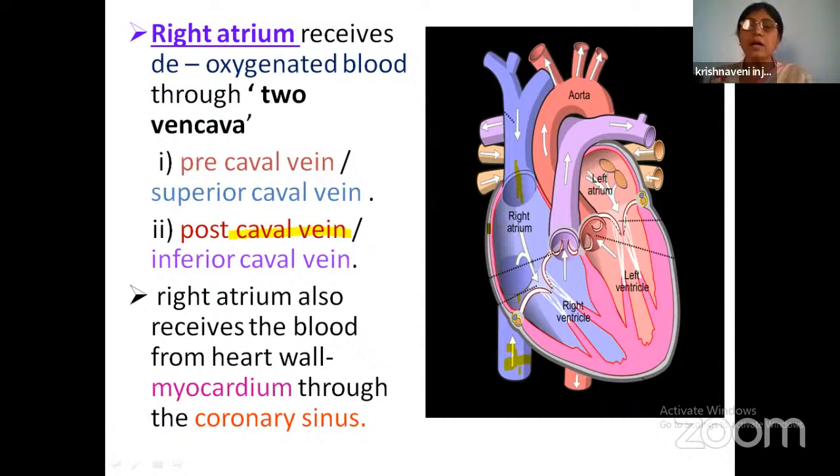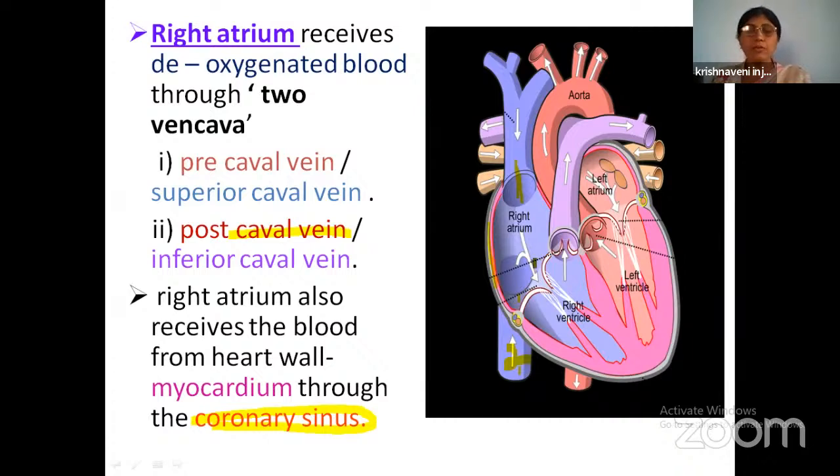I think you are able to find out, or you are able to recall, the myocardium. Myocardium has very much thickness. It would be here. Yes, from there blood passes on through the coronary sinus into the right atrium. Through the coronary sinus, the blood from the myocardium reaches the right atrium.